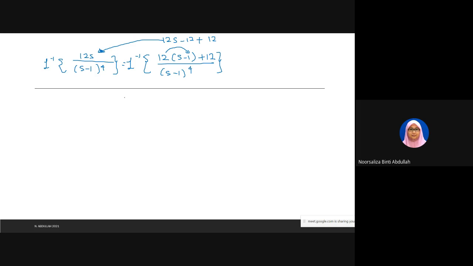Okay. So sama juga dengan inverse Laplace. Okay. 12 S minus 1 over S minus 1 kuasa 4. Okay. Plus inverse Laplace 12.